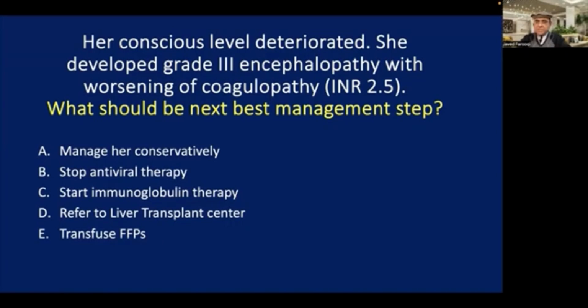Write down your answer. If you want that this patient should be managed conservatively, then your option should be A. If you want the antiviral therapy should be stopped, it should be B. If you want to start this lady on immunoglobulin therapy, your answer should be C. If you want to refer to liver transplant center, your option is D. Or if you want to transfuse FFPs, your answer is E. The correct answer is: refer this lady to liver transplant center.